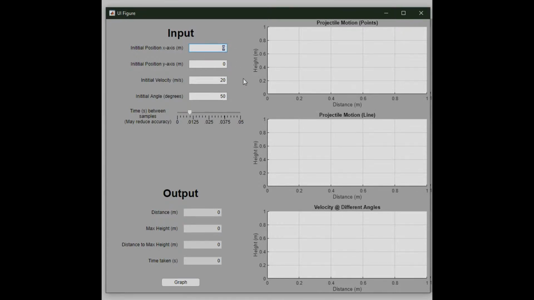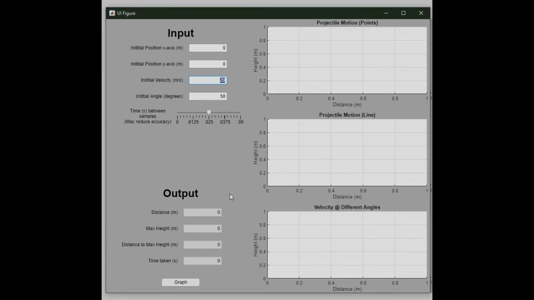We have inputs for initial position on the X and Y axis, initial velocity in meters per second, and initial angle in degrees. However, I also added a slider that allows you to change the time between samples anywhere from 0.05, which is the best number I found that had an acceptable error range, all the way down to 0.00001, which was the smallest effective sampling. So moving the slider, we can set it to any number we'd like.